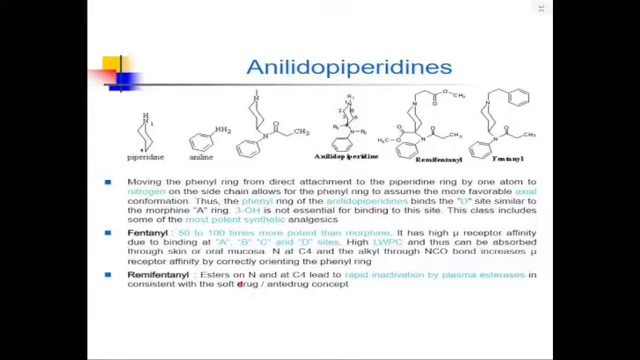Remifentanil, esters on the nitrogen and at carbon 4 lead to rapid inactivation by plasma. So if you look at remifentanil, this is a ketone. If you look at lofentanil, you have an ester there. And when you have an ester, esters are readily hydrolyzed. Esters are readily hydrolyzed.